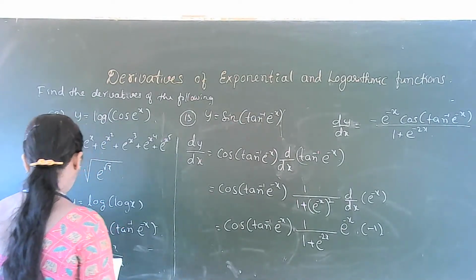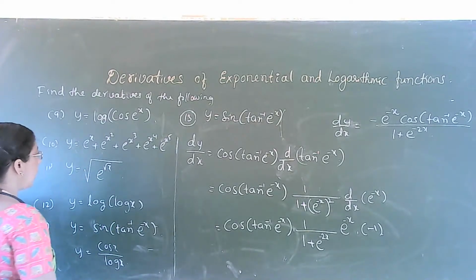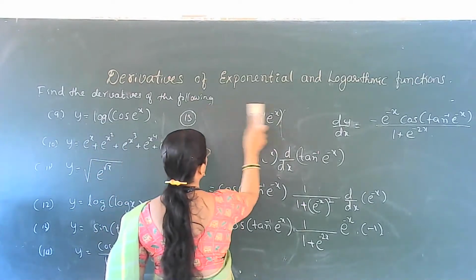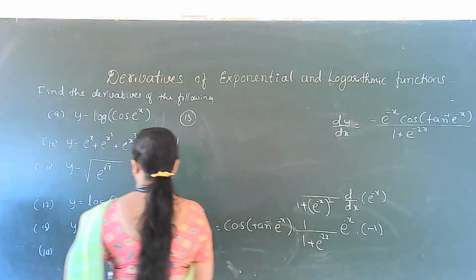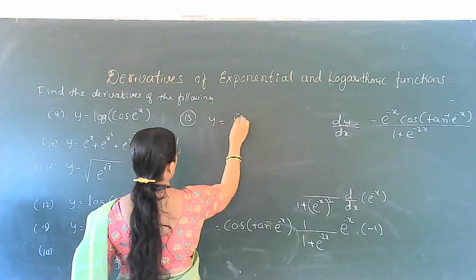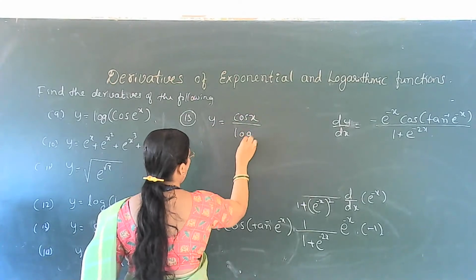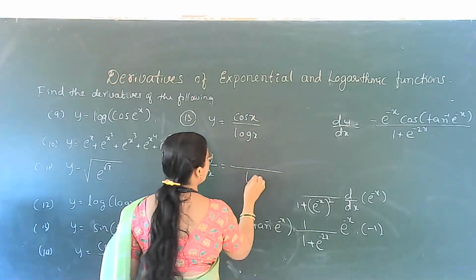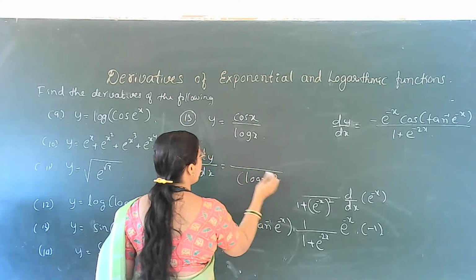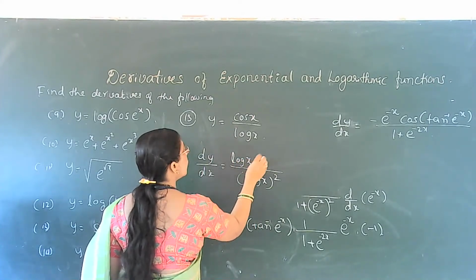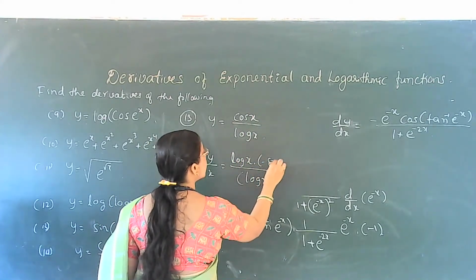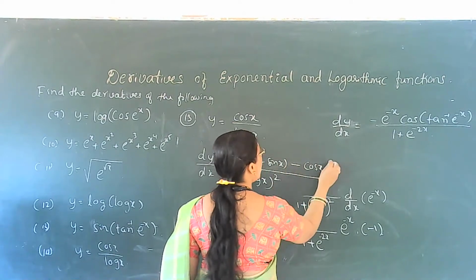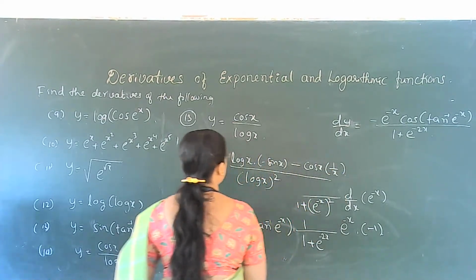And we find the derivative of cos x divided by log x. y is equal to cos x divided by log x. dy by dx is equal to, it's the u by v formula, therefore log x whole square, v square, into v into log x into the derivative of cos x, which is minus sin x, minus cos x into the derivative of log x, which is 1 by x.